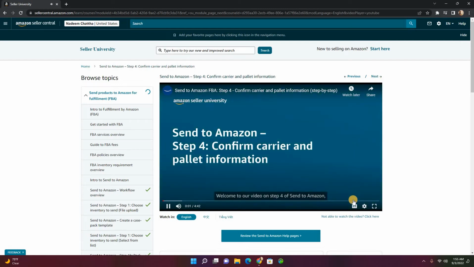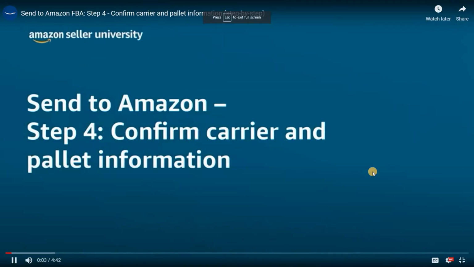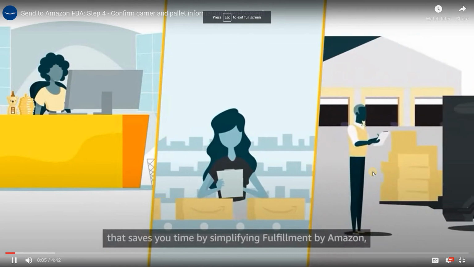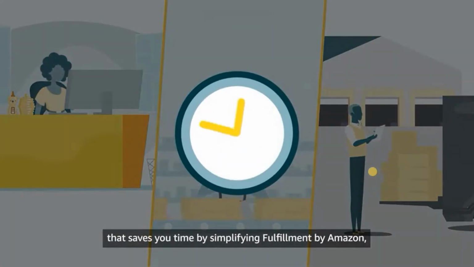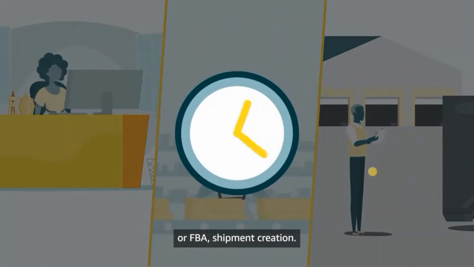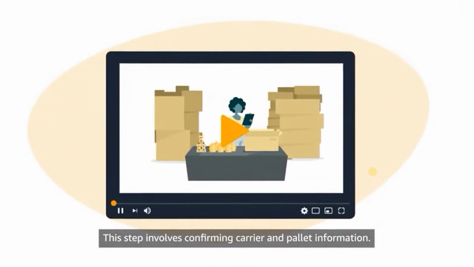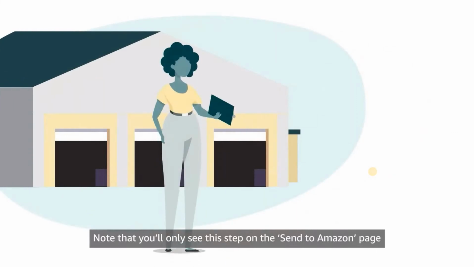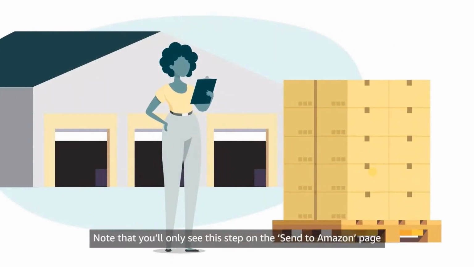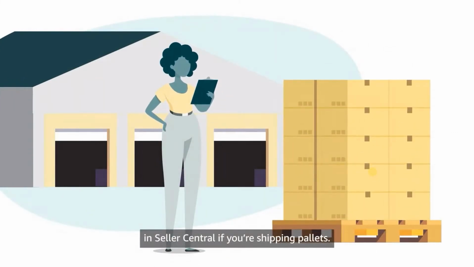Welcome to our video on Step 4 of Send to Amazon, a streamlined shipment workflow that saves you time by simplifying Fulfillment by Amazon or FBA shipment creation. This step involves confirming carrier and pallet information. Note that you'll only see this step on the Send to Amazon page in Seller Central if you're shipping pallets.